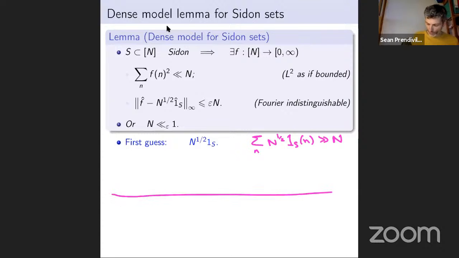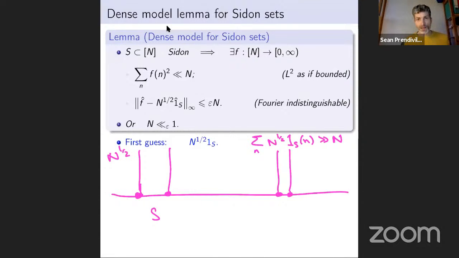But this is a really bad choice. So what does this look like? We've got some Sidon set. It's a sparse set of points in our interval. And with this scaling, I've got some massive point masses at each of these integers, and these have height n to the half. This definitely doesn't behave like a bounded function, because its mass is too concentrated. So the square of its L2 norm is n to the 3/2, which is much larger than the L2 norm of a bounded function, or the characteristic function of a set. So this is a bad first guess. Now maybe your second guess is to average the function.